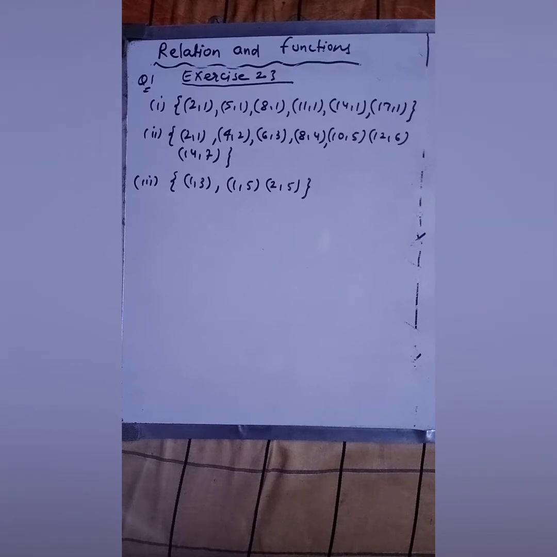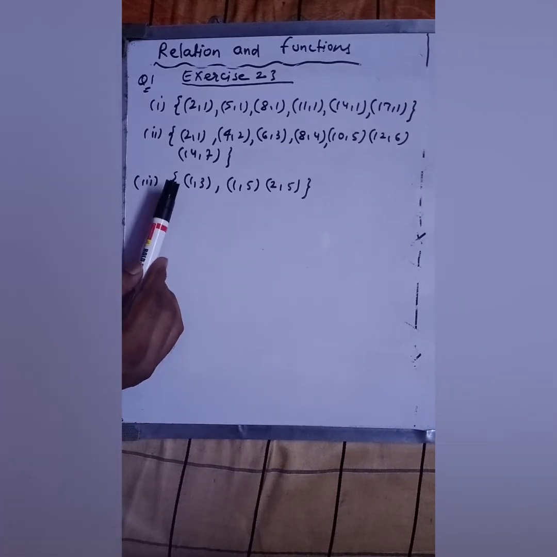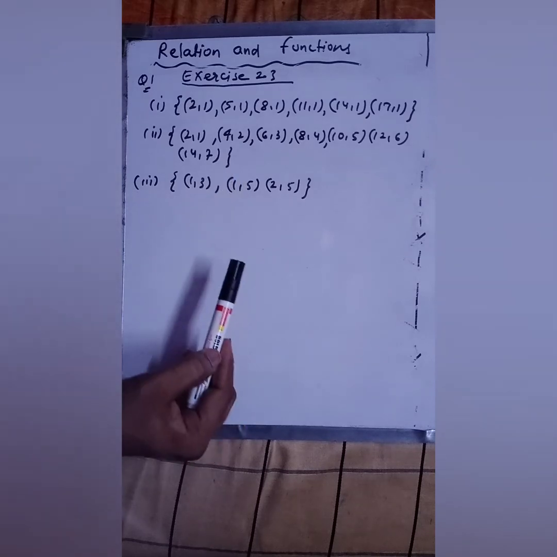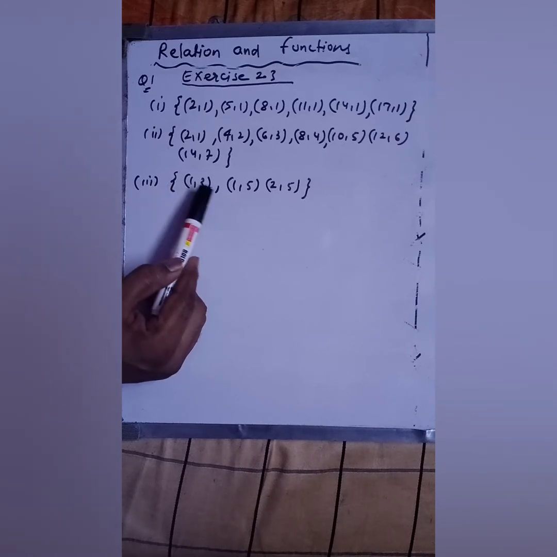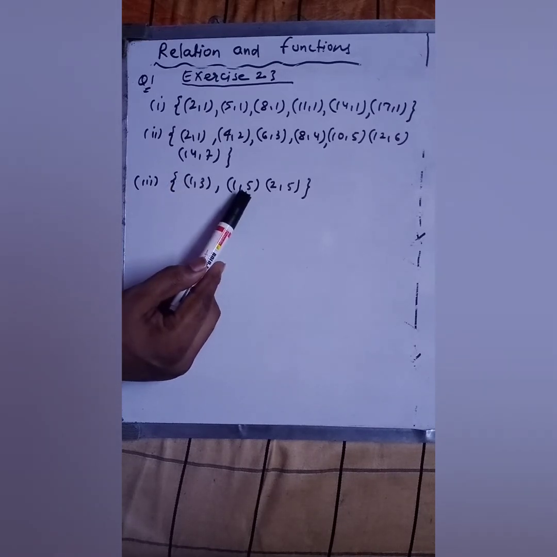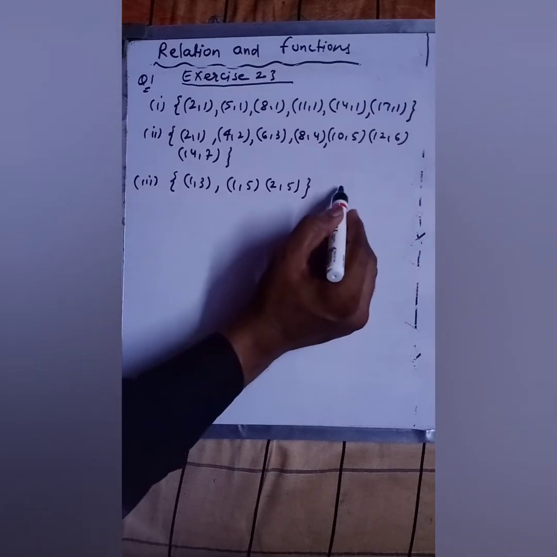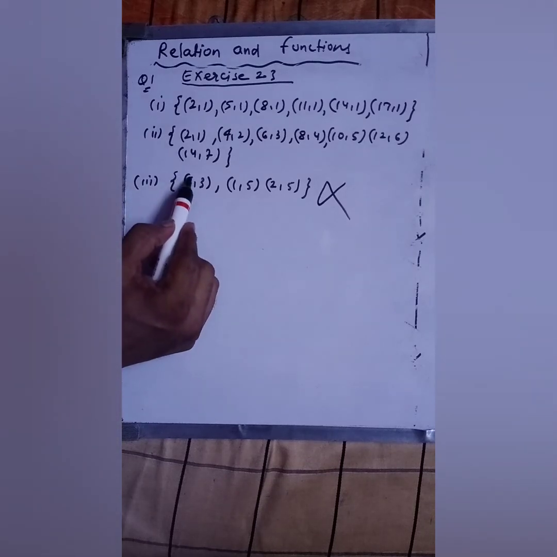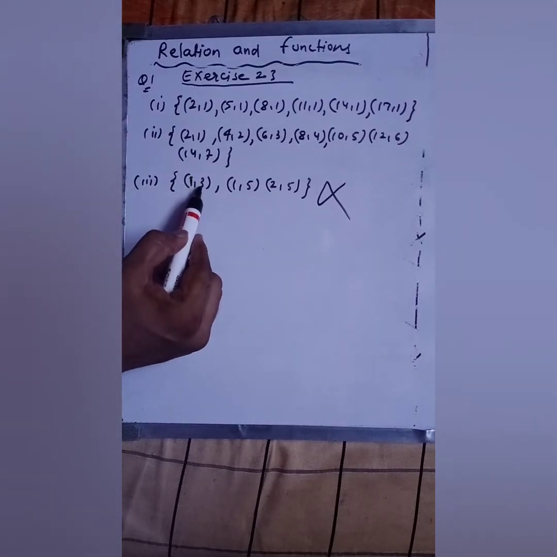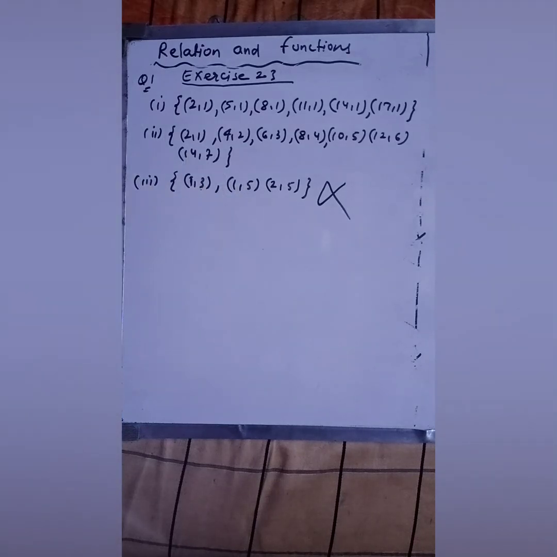Got it? Here in the third part, see 1, 3 and 1, 5. So here one element of your set A has two images, that is 3 and 5. So this is not a function. Got it? Because this one has two images, 3 and 5, this is not a function.